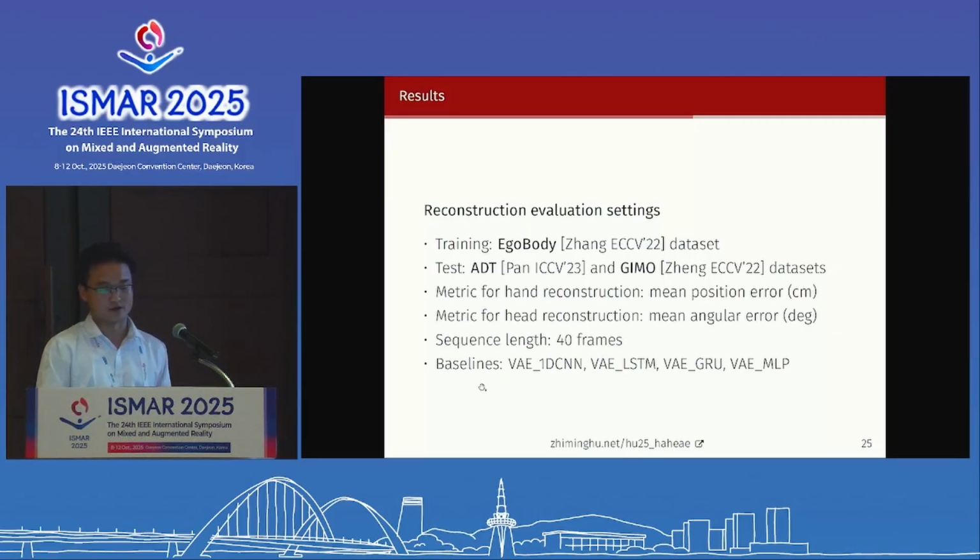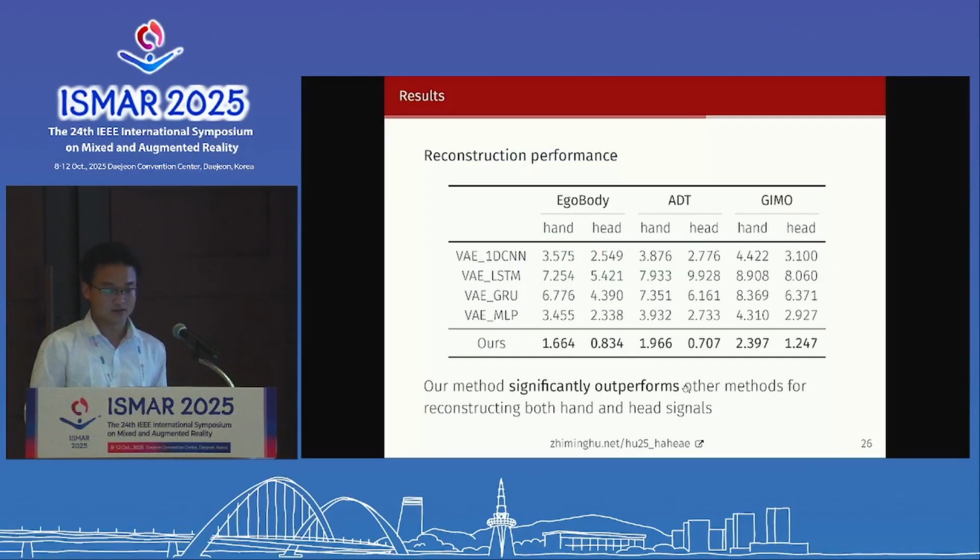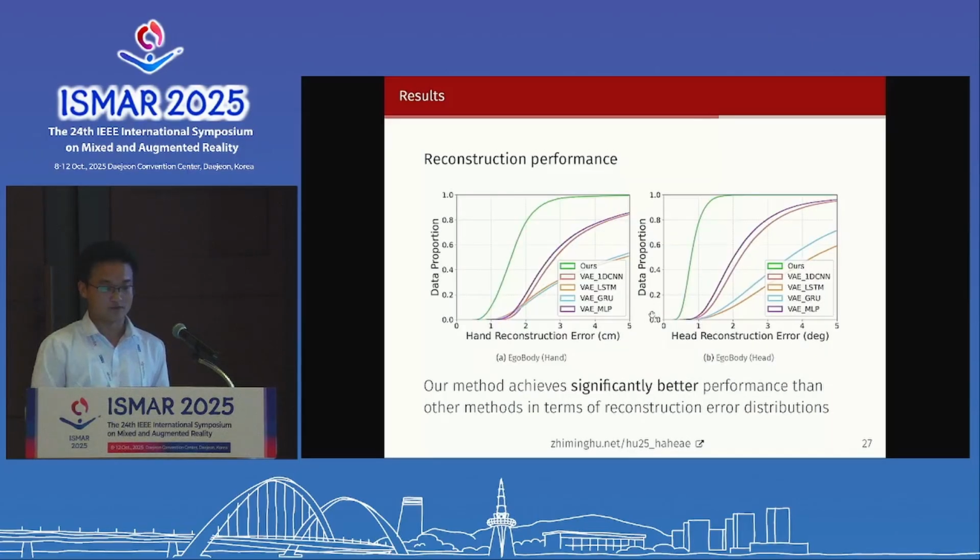We also compare with the variational autoencoder, namely the VAE, as our baselines. So here's the reconstruction performance of our method and the baselines. We could show that compared with those baselines, our method significantly outperforms those methods in terms of reconstructing the hand and head signals. We have also analyzed the distribution of the errors, and in terms of the distribution, the higher the distribution curve, the better the performance. We could say that our method outperforms prior methods very significantly.